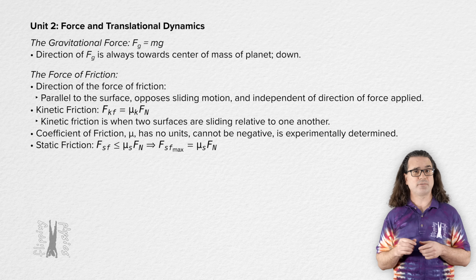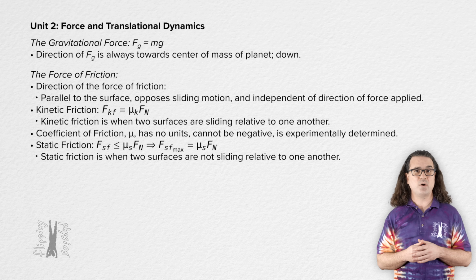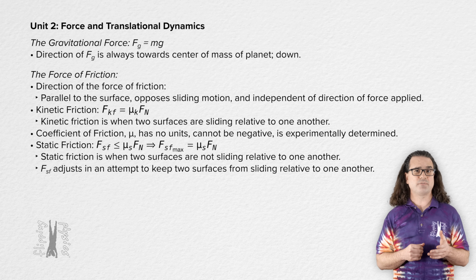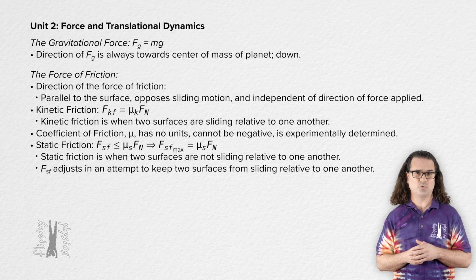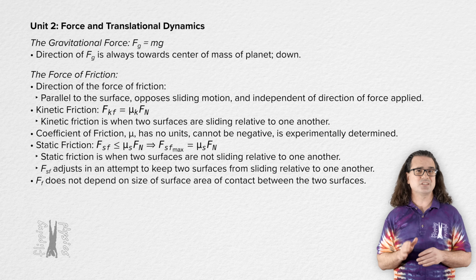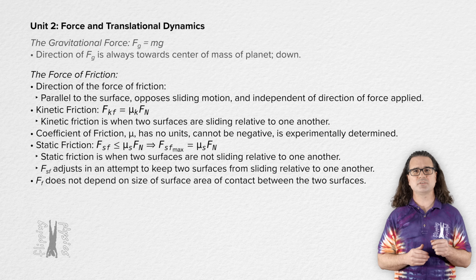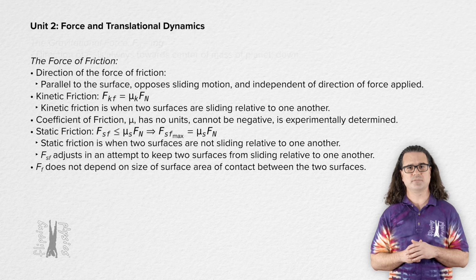The force of static friction is less than or equal to the coefficient of static friction times force normal. Static friction occurs only when the two surfaces are not sliding relative to one another. The force of static friction adjusts in an attempt to keep the two surfaces from sliding relative to one another. The force of friction does not depend on the size of the surface area of contact between the two surfaces.